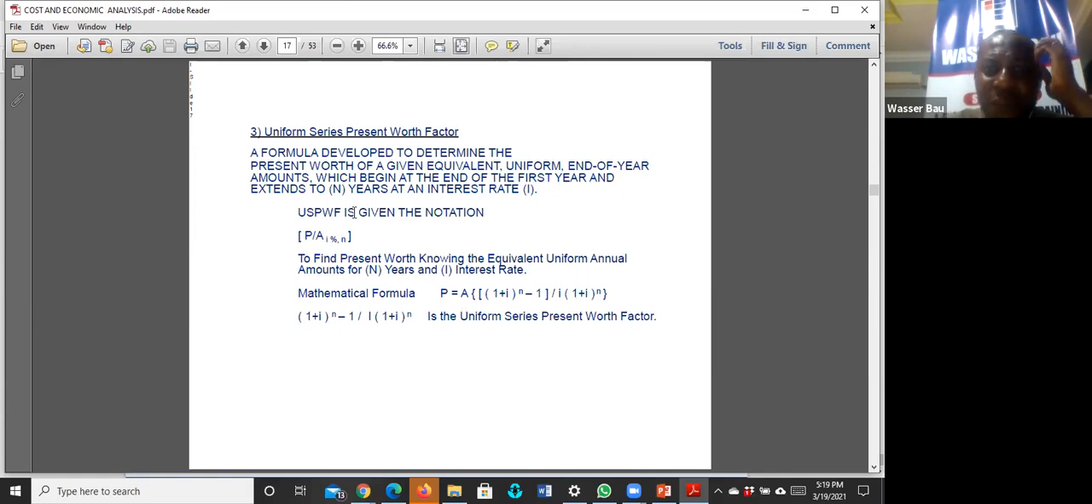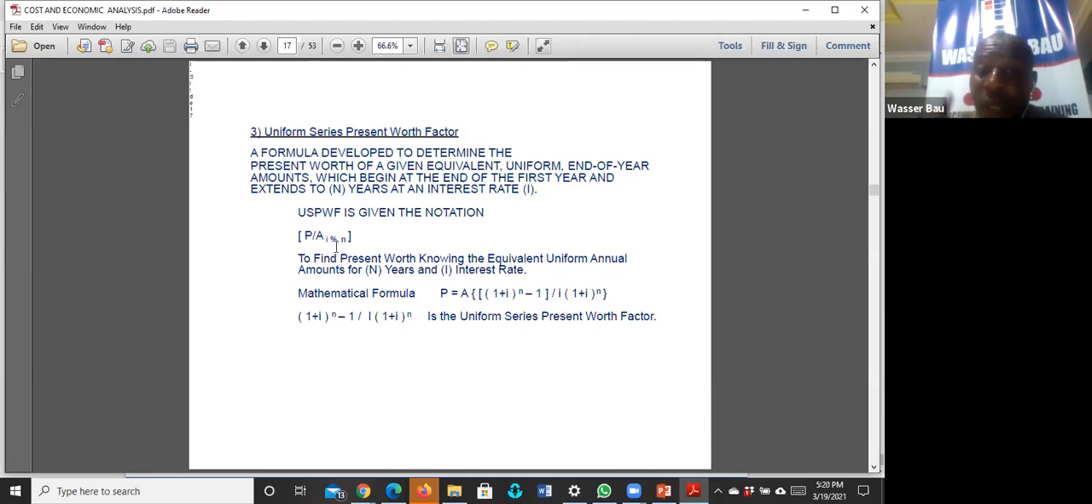Then we have the uniform series present worth, represented as USPWF. It says to find the present worth, knowing the equivalent uniform annual payment. So if you are to pay me money in stages, at the end of every year, what is the accumulated worth of that today? And this is the formula. But as I said, don't worry about the formula. Just worry about this representation. I'm looking for the present value. I am given the annual amount.